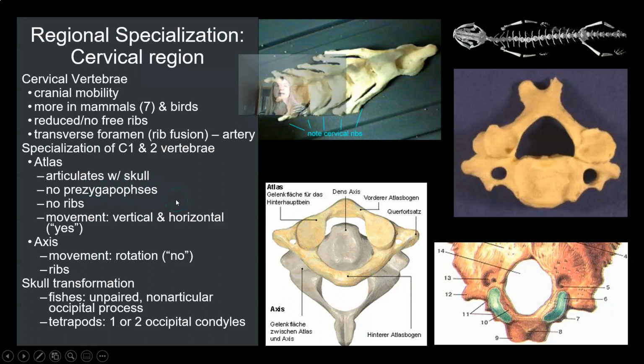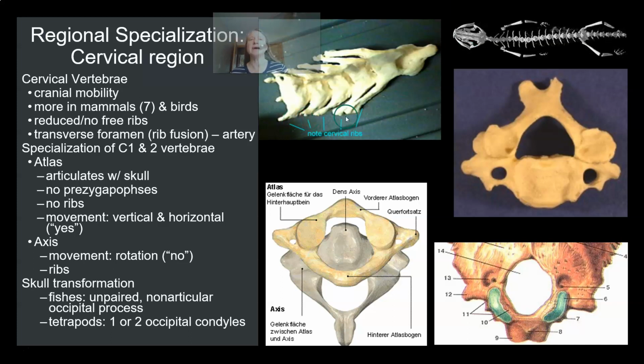All right, we're going to talk a little bit more about the cervical region and specialization in there. So again, cervical vertebrae are really important for moving our head. Cranial mobility, moving our head. Again, we see more in mammals and birds. We see reduced or no free ribs. So in the cervical region, notice that we don't have ribs. So these were cervical ribs in this skeleton, but they're reduced. Here in the skeleton, we don't have any ribs in the cervical region.